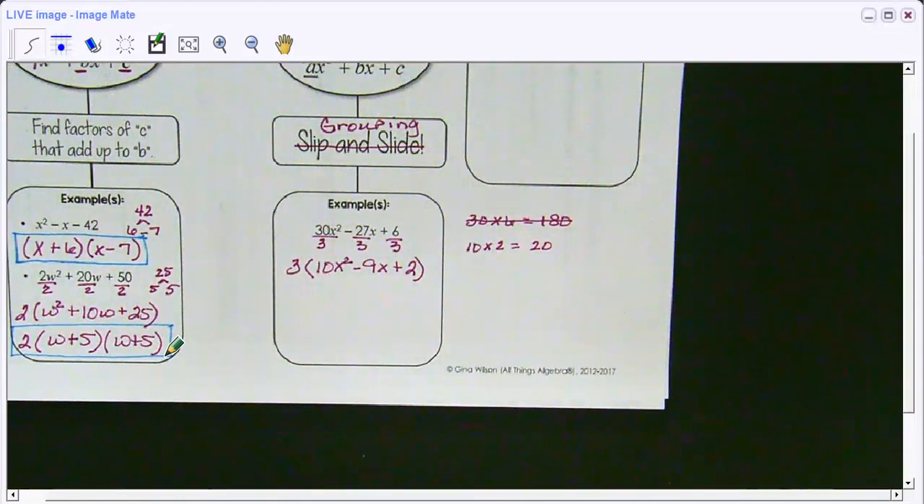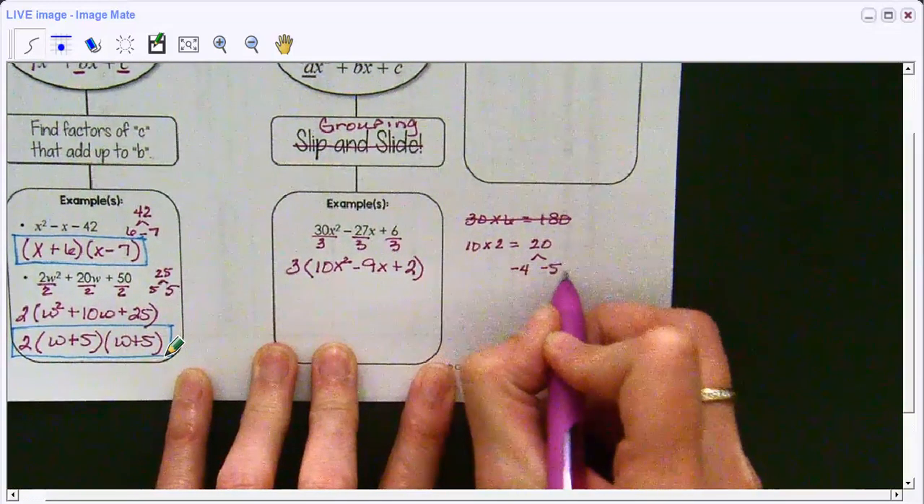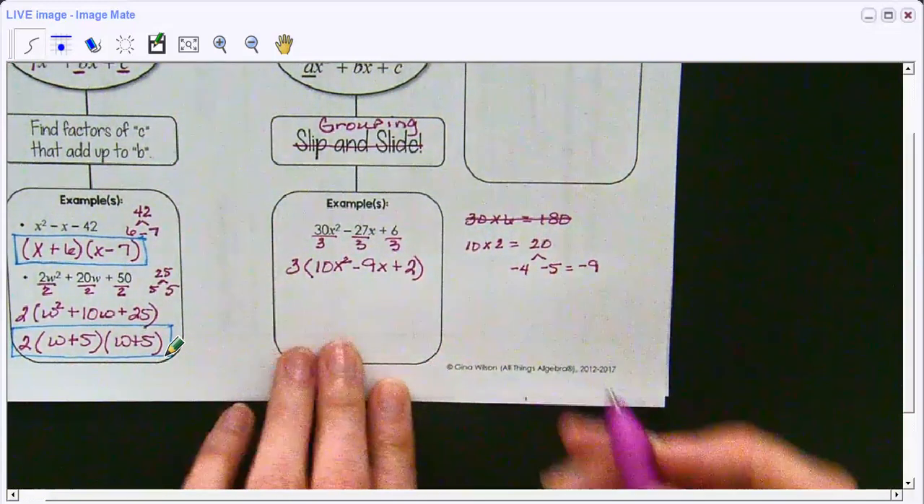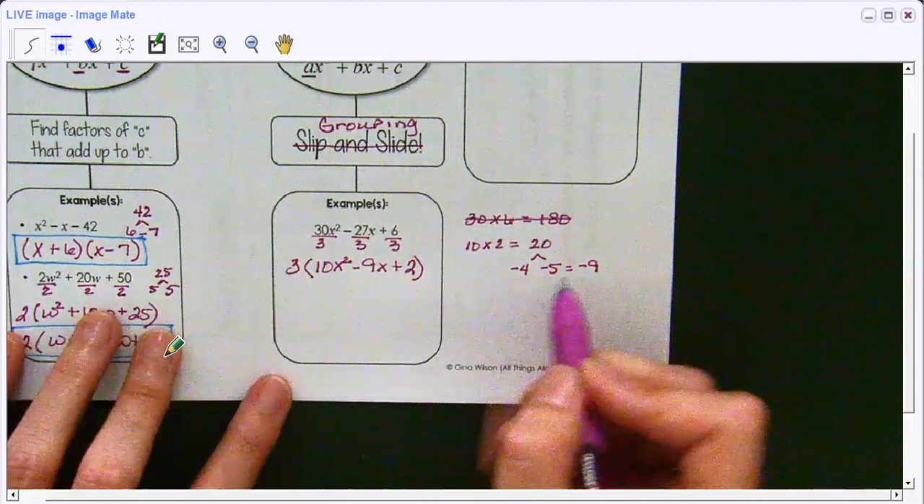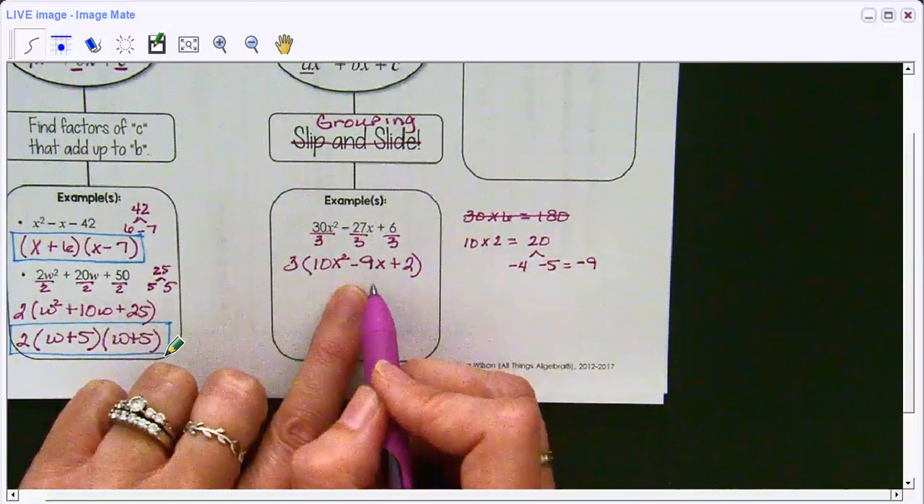10 and 2. Wait. 10 and 1. How about you do 3 there and x plus 10. Okay. 10 times 1. There you go. So remember, your negative 4 and your negative 5 are going to replace the negative 9.